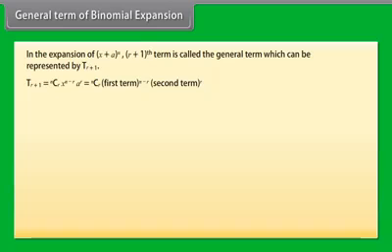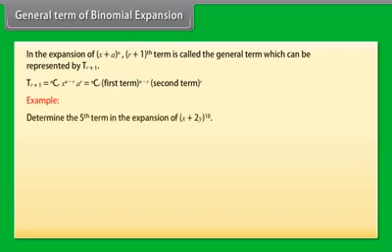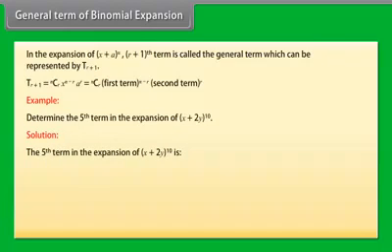We get a raised to power n minus n into a raised to power n minus 1 into x plus n into n minus 1 by 2 factorial into a raised to power n minus 2 into x square up to minus 1 raised to power n into x raised to power n. General term of binomial expansion.